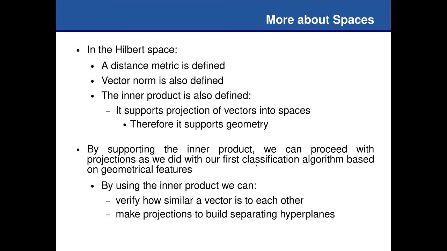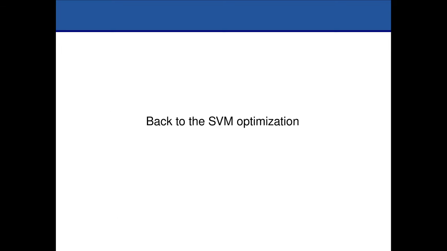And as we did with our first classification algorithm based on geometrical features, I think you guys remember that first algorithm, we can compute the inner products so we can verify how similar a vector is to another one. And of course, we can make projections to build up the separating hyperplanes. So that's why we need to have the support for inner products. Otherwise, it would be impossible to draw those hyperplanes. It would be impossible.